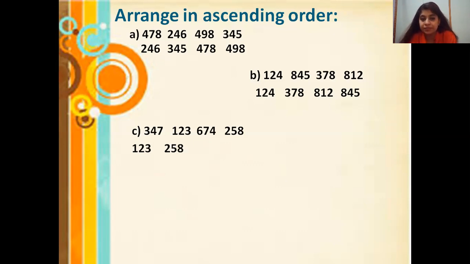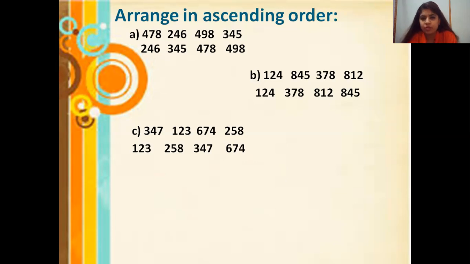Good. Now, what comes after 123? 258. Very good. Now, what comes after 258? It is 347. And which is the bigger number? The bigger number is 674. Wow, that's really very nice.